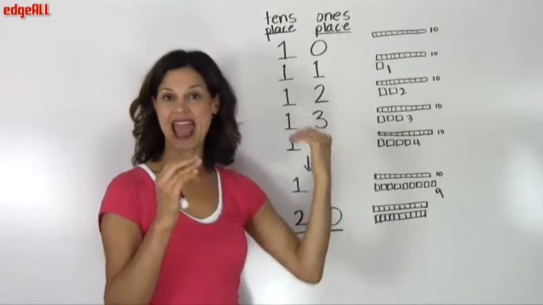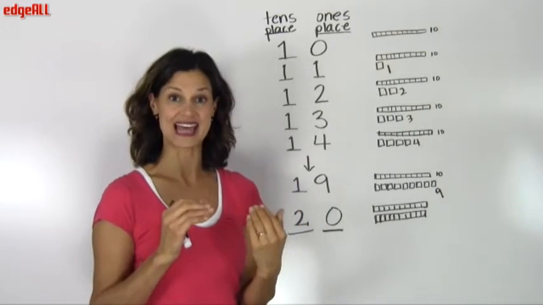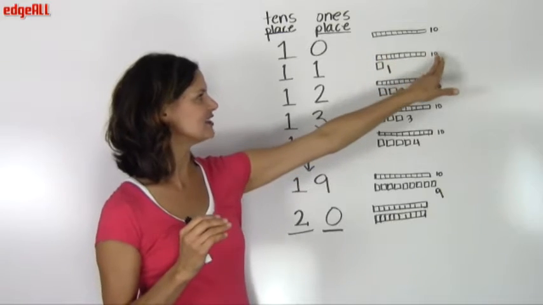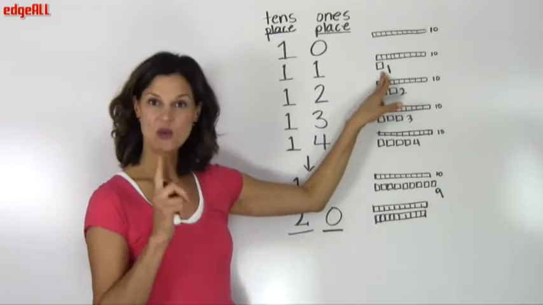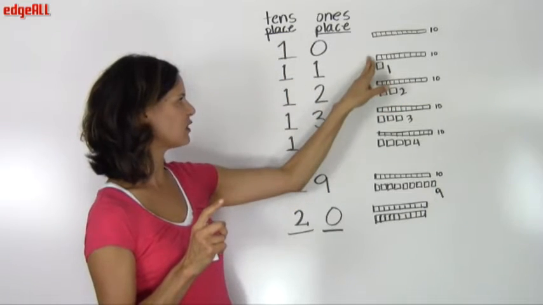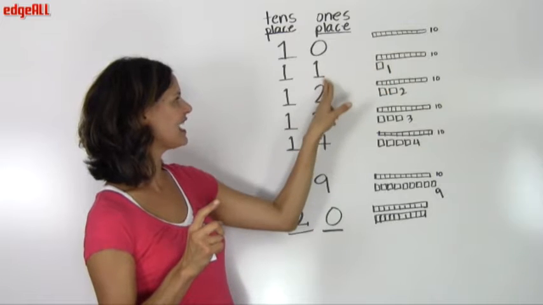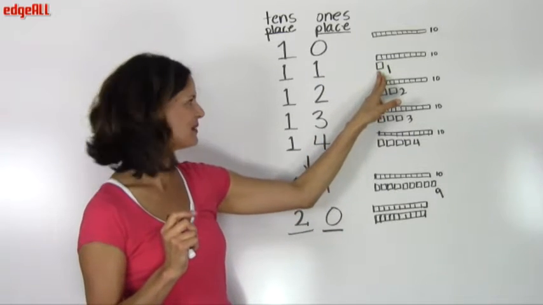But as I add 1 to my 10 and go from 10 to 11, you can see I still have the bar for my 10 plus 1, 1. And so in my tens place, I still have the 1 for the one group of 10, and then I have a 1 in the ones place for one additional item.